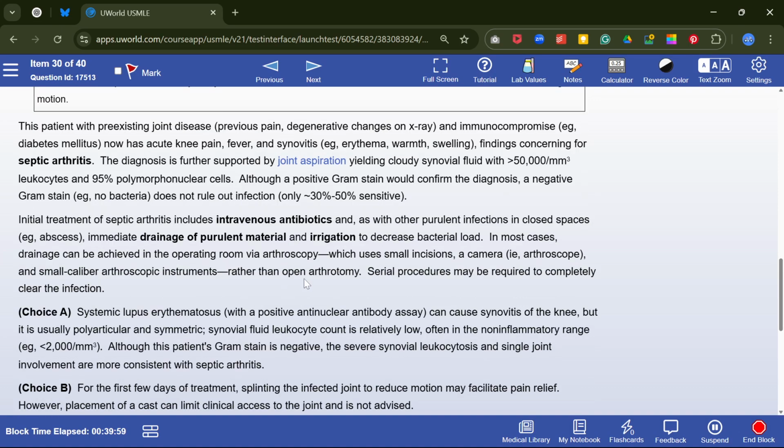Initial treatment of septic arthritis includes IV antibiotics and, as with other purulent infections in closed spaces, immediate drainage of the purulent material and irrigation to decrease the bacterial load. In most cases, drainage can be achieved in the operating room via arthroscopy, which uses a small incision, a camera arthroscope, and a small caliber arthroscopic instrument rather than open arthrotomy. Serial procedures may be required to completely clear the infection.